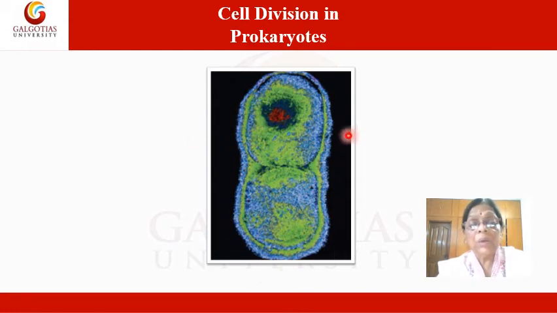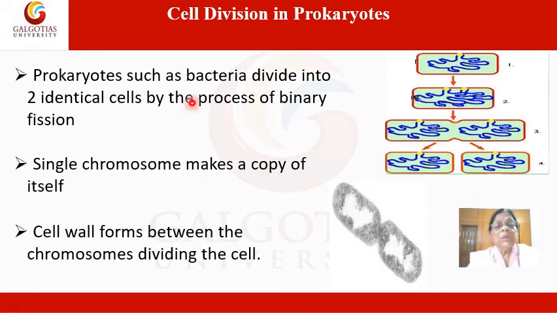This slide is showing the division in prokaryotes, how the chromosome will divide, and ultimately the cytoplasm also divides. Now, cell division in prokaryotes. Prokaryotes such as bacteria divide into two identical cells by the process of binary fission. The process is that the single chromosome makes a copy of itself.